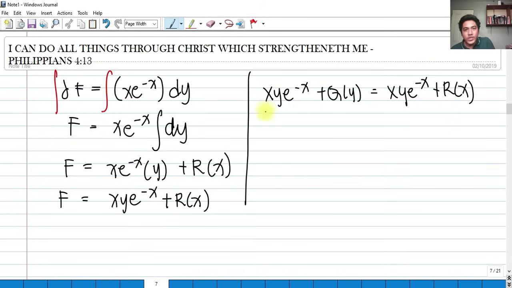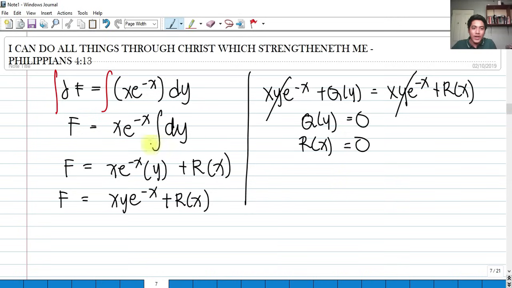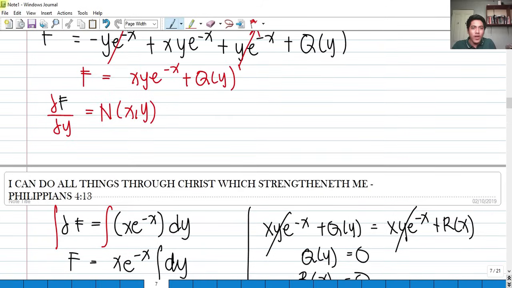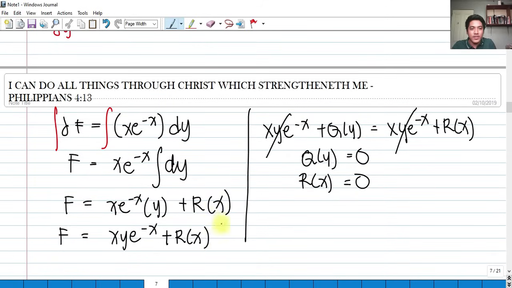So this would cancel, obviously, and for our value for q of y, there is no function purely in terms of y on the other side of the equation. This is 0. R of x is still the same. On the other side of the equation, there is no function purely in terms of x, so this would be 0. So our answer would be, we can pick any of the two f's here and add this q of y or r of x here.